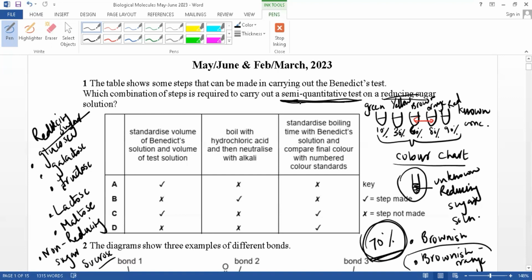Is it clear to you? Is it clear what a semi-quantitative test is? Is this clear? Can you hear me? Is it clear with it?